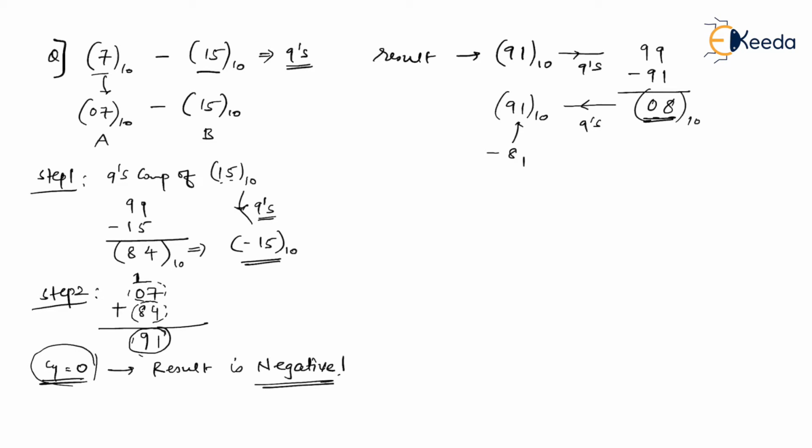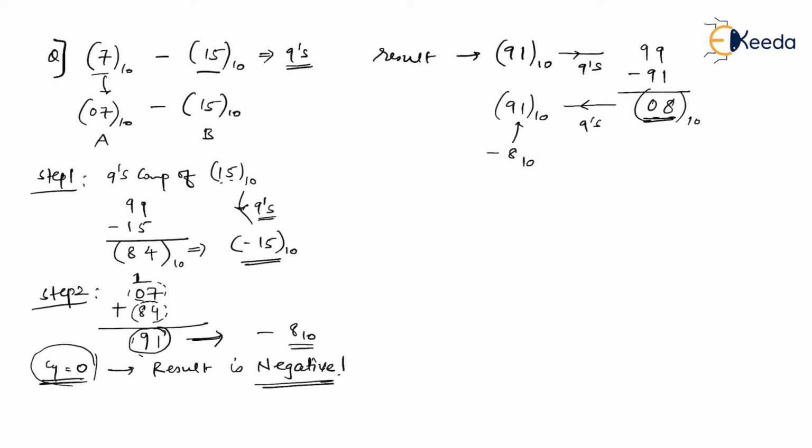This indicates it is minus 8 to the base 10, meaning that actually your 91 is nothing but minus 8 to the base 10. And come on guys, this is the result that we were expecting, right? This is the result that we were expecting, that 7 minus 15 should result into minus 8 to the base 10. I hope you understood this problem, right?